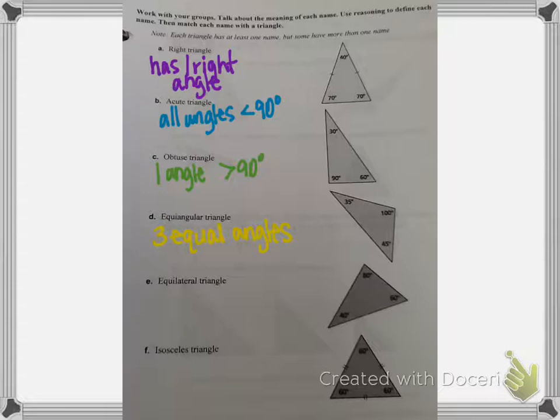Alright, so right, acute, obtuse, and equiangular is talking about the angles. Equilateral, isosceles, and scalene. Somehow scalene got left off of the list, but we'll add it back on. Equilateral, isosceles, and scalene are talking about side lengths. So equilateral has 3 equal sides. Isosceles has 2 equal sides and 2 equal angles.